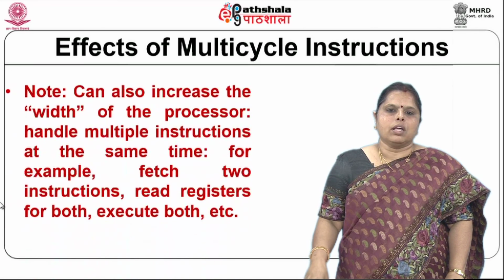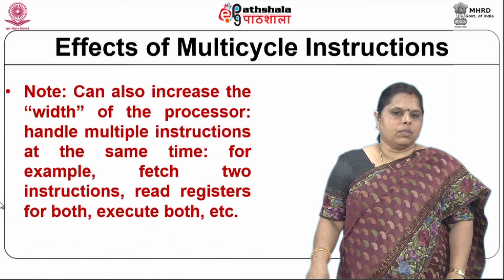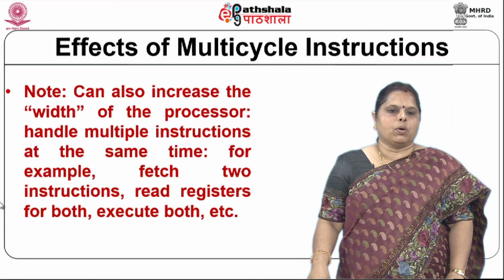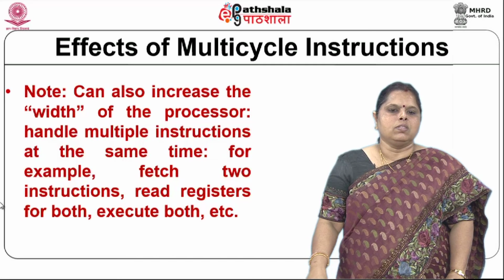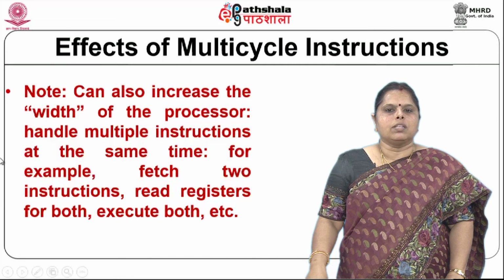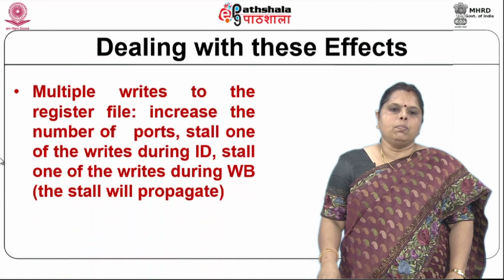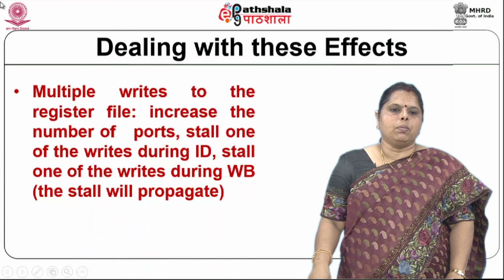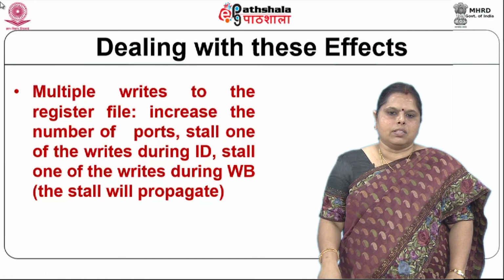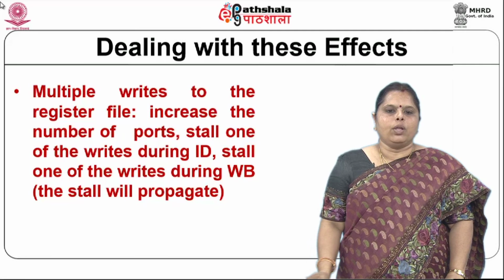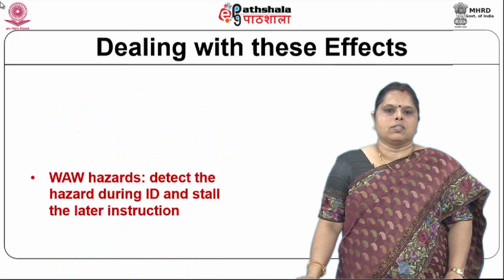So, this can also increase the width of the processor, because since there are multiple functional units, we also look at increasing the width of the processor, that is issuing multiple instructions every clock cycle. Now, all this adds to the complication. So, how do you deal with these effects? For multiple writes to the register file, you can simply increase the number of ports, stall one of the writes during the ID stage itself, or stall one of the writes during the write back stage, and depending on where you stall it, the stall will propagate to the other stages.